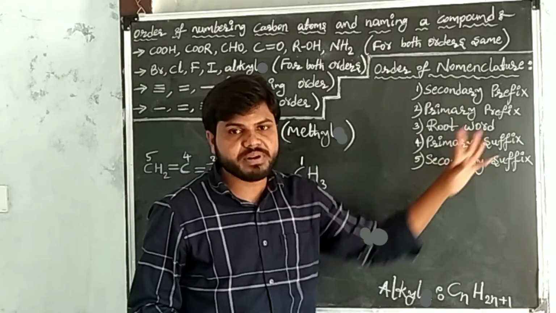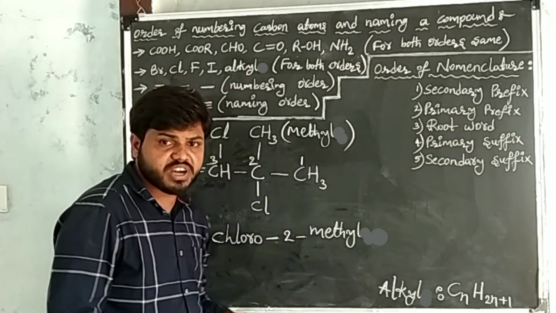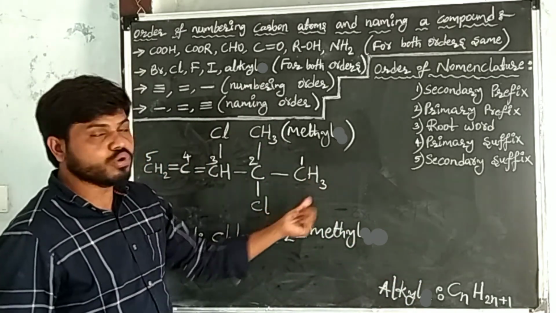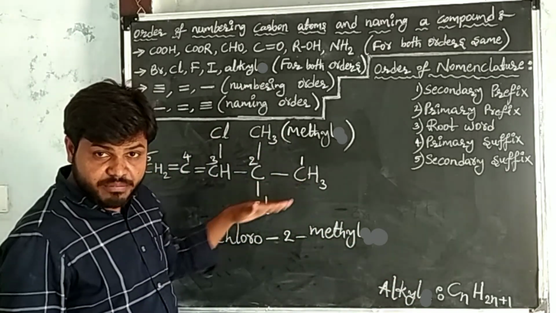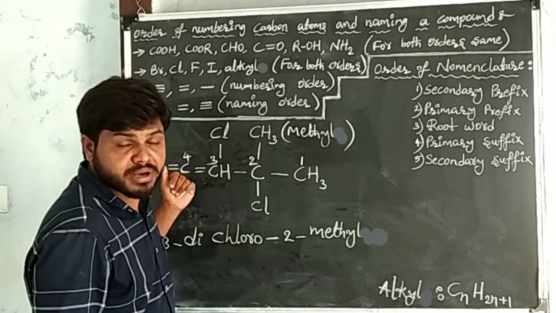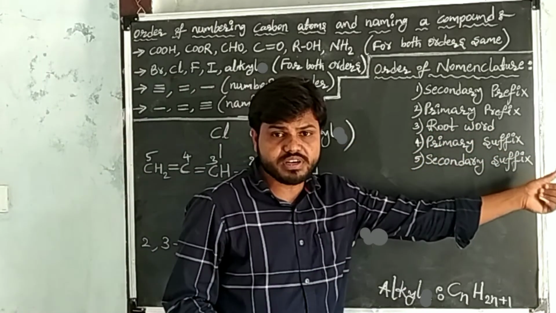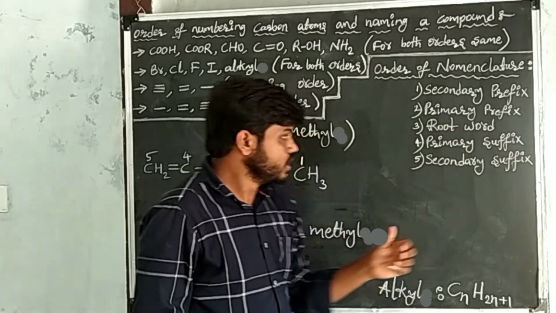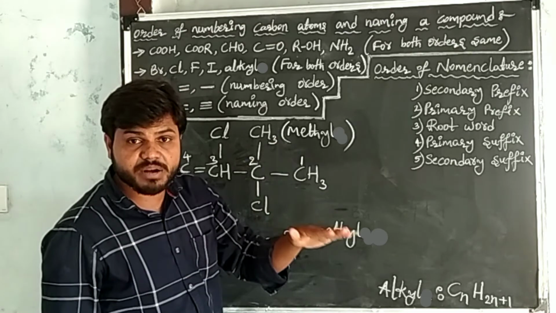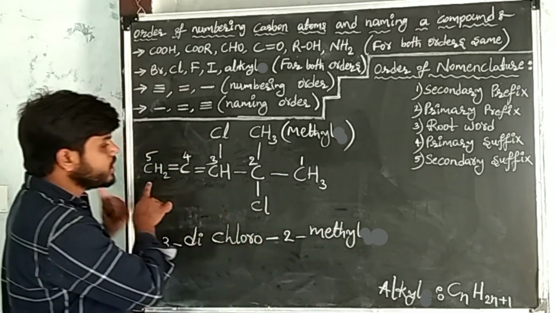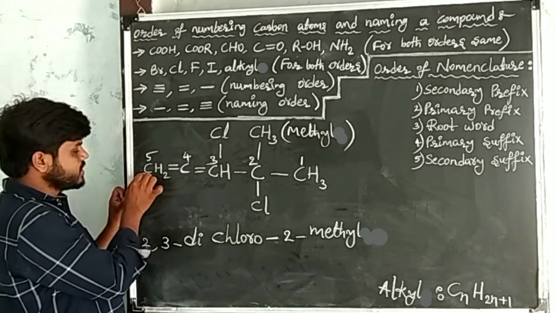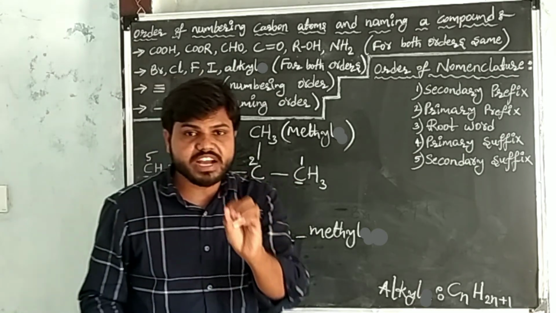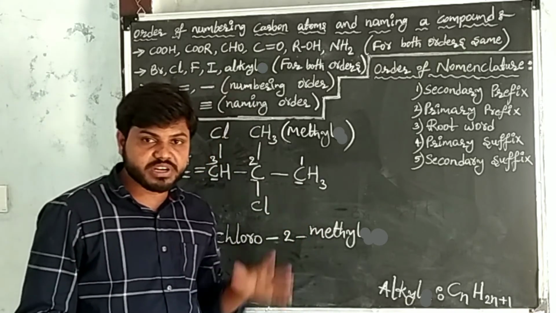Now go to the primary prefix. Here the primary prefix is what? Cyclic. In the given compound, cyclic is not there, so the primary prefix is not there. Then go to the root word. Root word means the number of carbon atoms in the given compound. Here how many carbon atoms are there? 5 carbon atoms. This is first carbon, second, third, fourth, fifth. Total 5 carbon atoms are present in the given carbon compound.